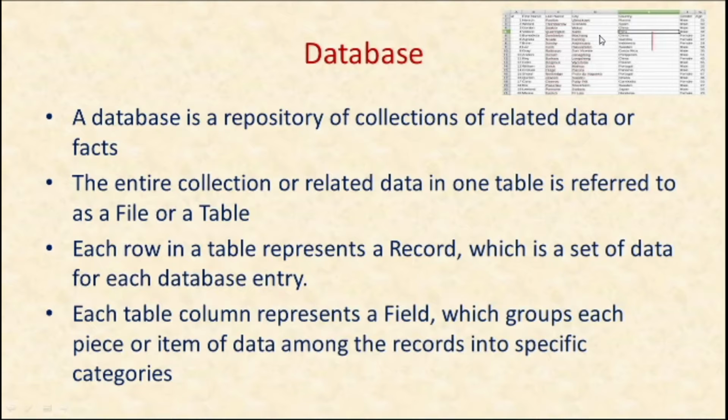Each table column represents a field. You see, A is a column, B is a column. So each table column represents what is called a field. Each column heading is called a field, which groups each piece of data among the records into a specific category.